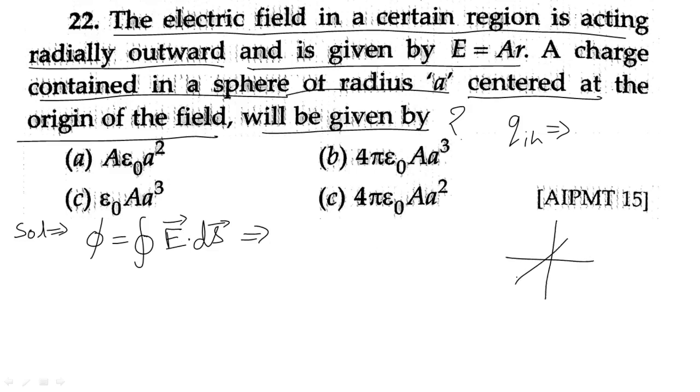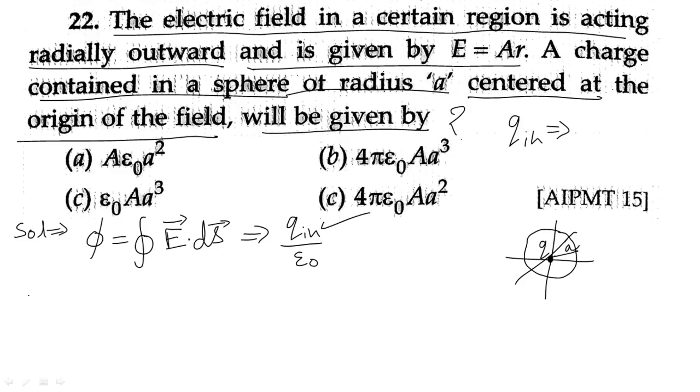The question says a charge q is placed at the origin, and a sphere of radius small a is assumed. Then we have to calculate the charge enclosed. If this is the flux, we can write it as q enclosed upon epsilon naught. So q enclosed is what is asked, and we solve it with this formula.